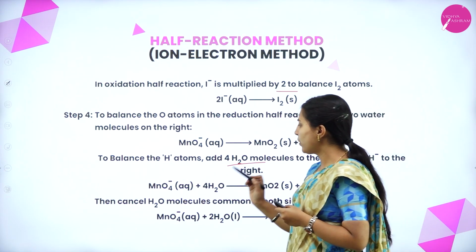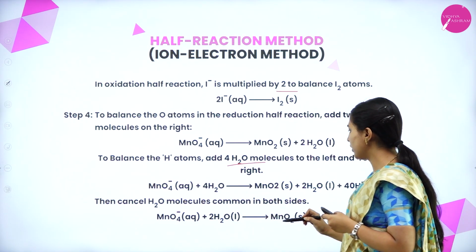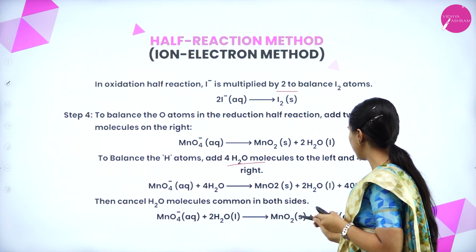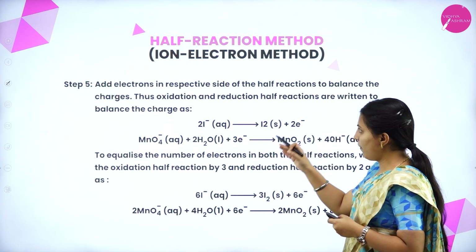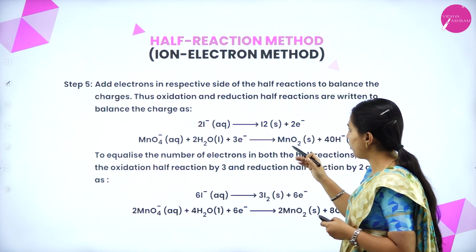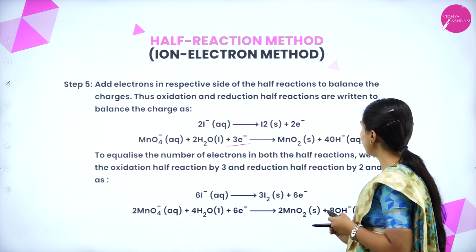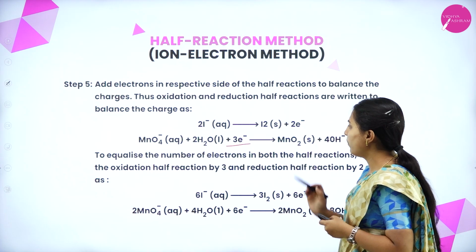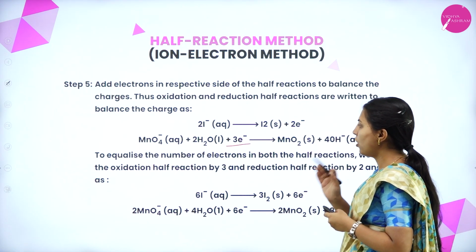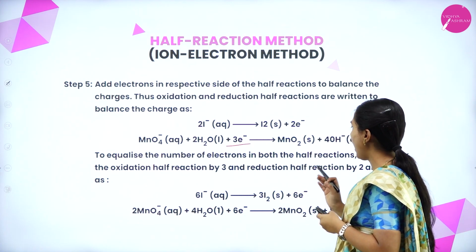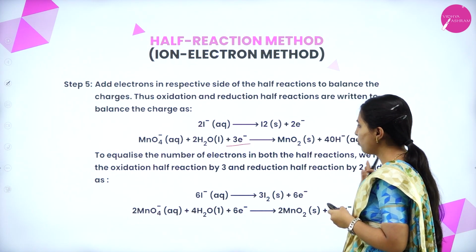To cancel H2O molecules common in both the sides, MnO2 plus 2H2O, Mn gives rise to MnO2 plus 4OH minus. Now, electrons with respect to that, we have to add 3 electrons here. To equalize the number of electrons in both the half reactions, we multiply the oxidation half reaction by 3 and the reduction half reaction by 2 and write.